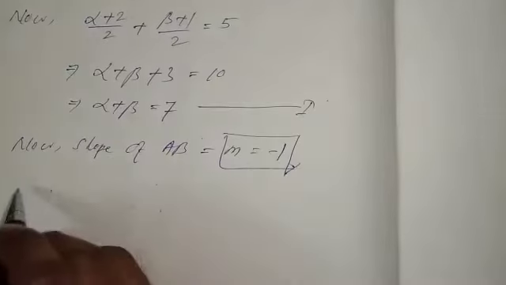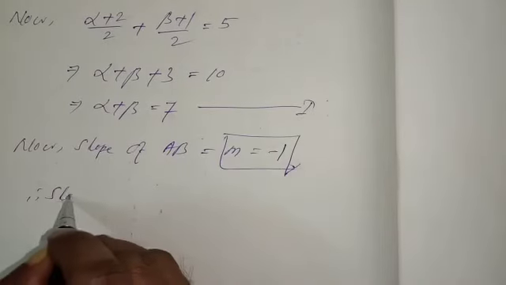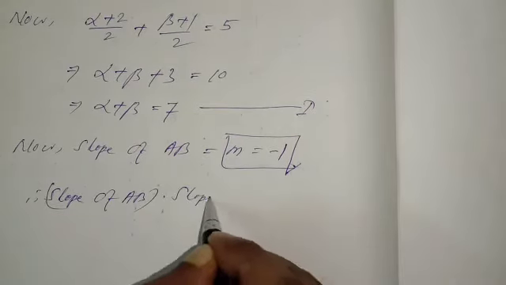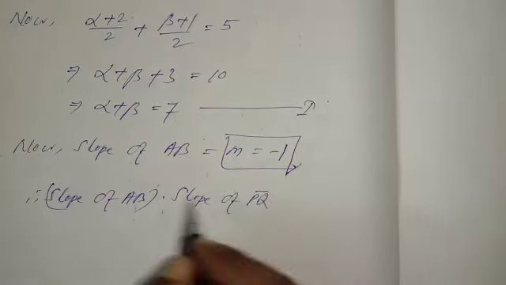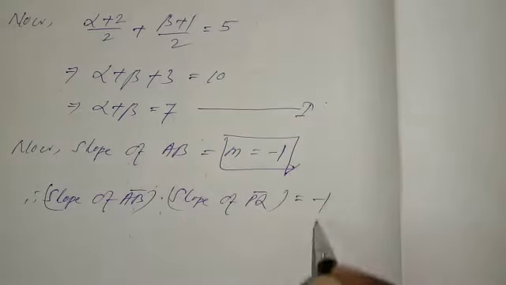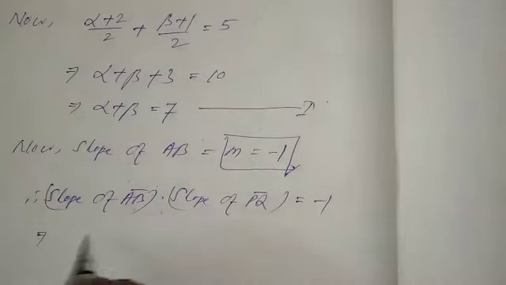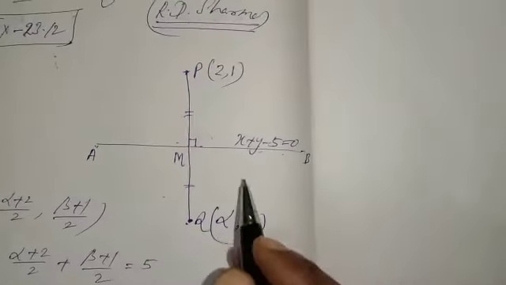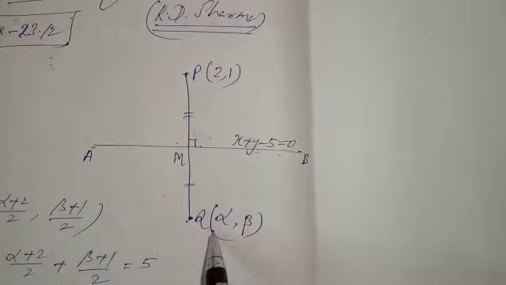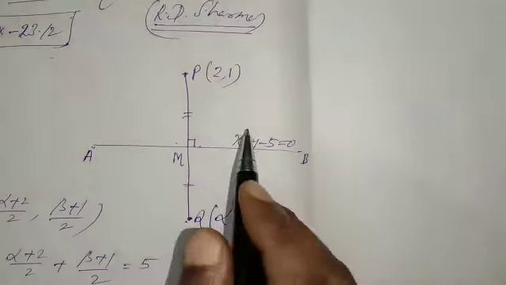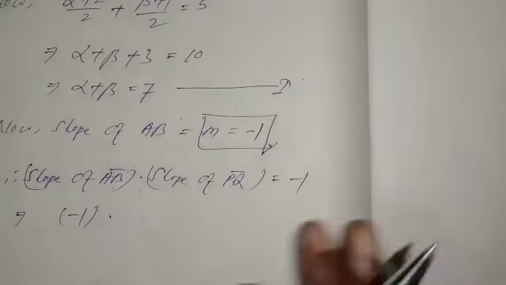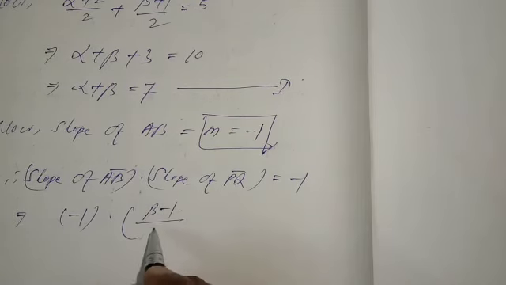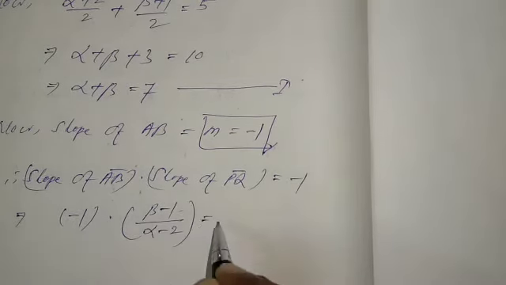Therefore, slope of AB times slope of PQ should be equal to -1. The slope of AB we already found is -1. And how will we find the slope of PQ? P is given (2, 1), Q is given (alpha, beta). The slope of PQ will be (beta - 1)/(alpha - 2), that means (y2 - y1)/(x2 - x1), which is equal to -1.